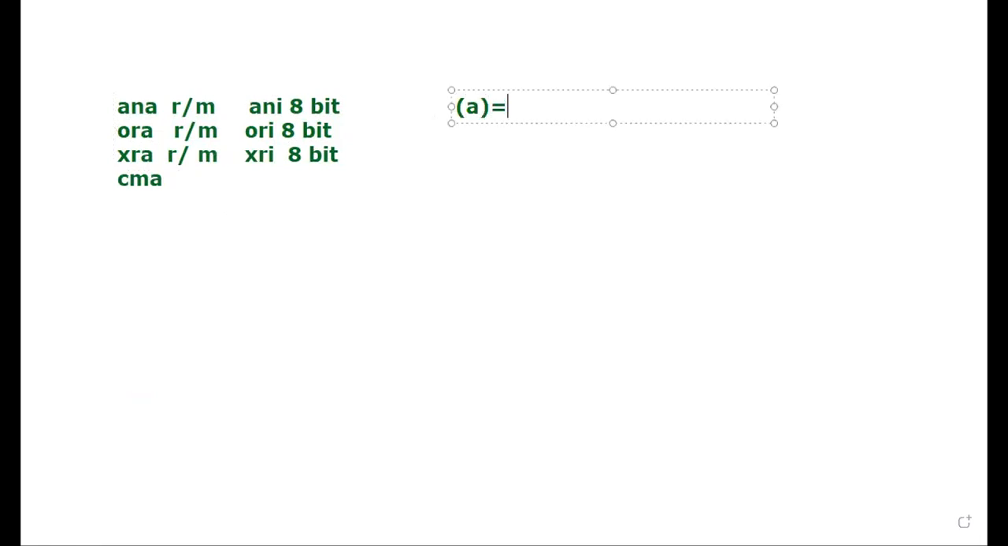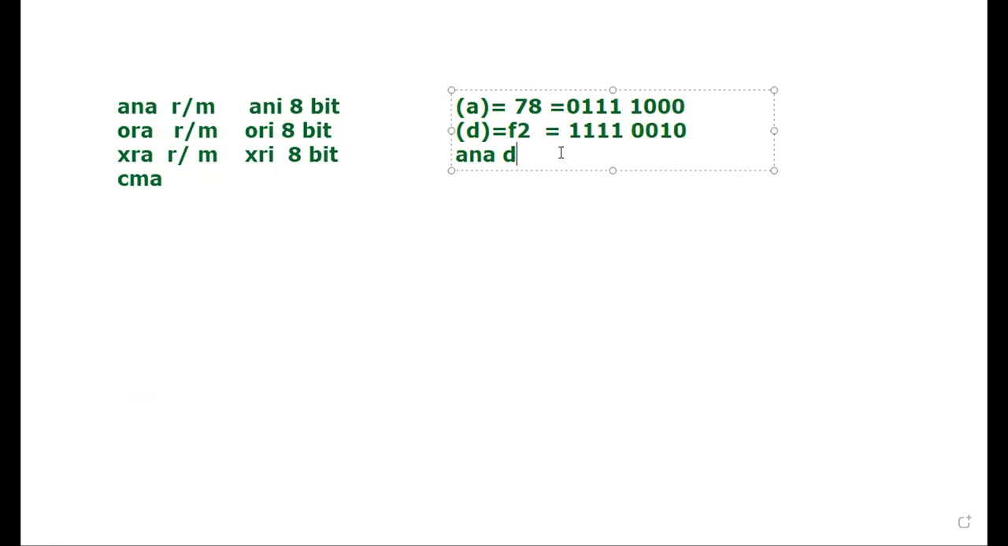Suppose accumulator contents are 78 and D register contents are F2, then after ANA D, what are the contents? So you have to show it this way. In one year, this question was asked for 5 marks instead of a program. So you should see how important these questions are. So 1111 0010. Now do the ANDing. When both the bits are 1, only then the output will be 1. So 0111 0000. Understood? The answer in the accumulator will be 70. This is how you will have to show.